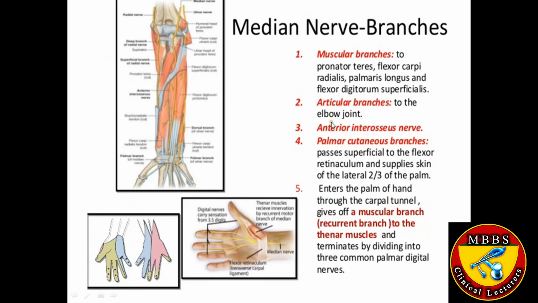The branches that arise from the median nerve are muscular branches that supply the muscles of the anterior compartment: the pronator teres, flexor carpi radialis, palmaris longus, flexor digitorum superficialis, and articular branches to the elbow joint, and the anterior interosseous nerve that supplies the deep muscles including the flexor digitorum profundus and the flexor pollicis longus. It gives the palmar cutaneous branch that passes superficial to the flexor retinaculum and supplies the skin of the lateral two-thirds of the palm. The nerve itself enters the palm through the carpal tunnel and gives off the recurrent muscular branches to the thenar muscles. So it terminates by dividing into three common palmar digital nerves, as it is visualized in this picture.